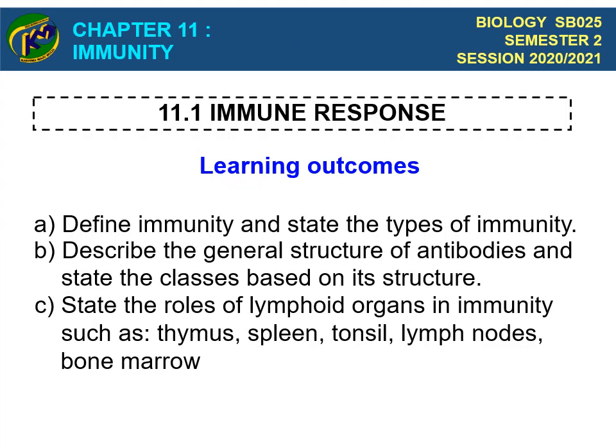For learning outcome of 11.1, A. Define immunity and state the types of immunity. B. Describe the general structure of antibodies and state the classes based on its structure. And C. State the roles of a lymphoid organ in immunity such as thymus, spleen, tonsil, lymph nodes, and bone marrow.